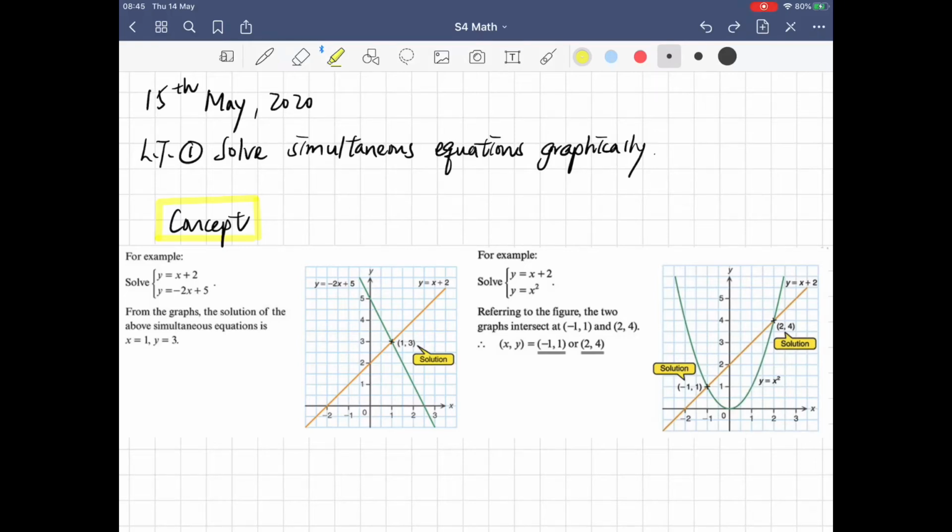Hi everyone, in today's lesson I will talk about how to solve simultaneous equations graphically. So please turn to a new page of your notebook. Write down the date of today and the learning target.